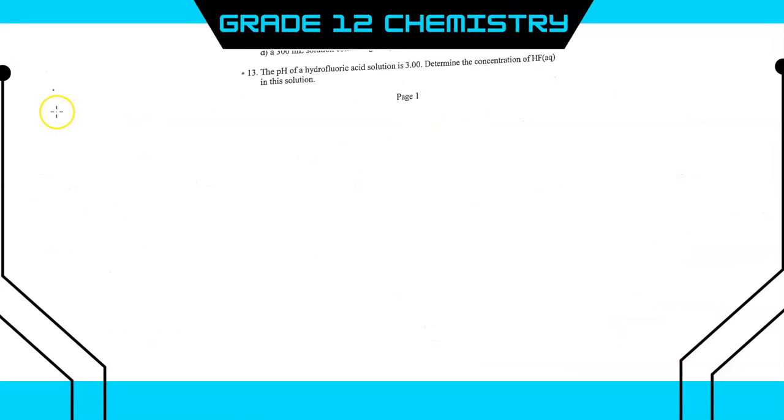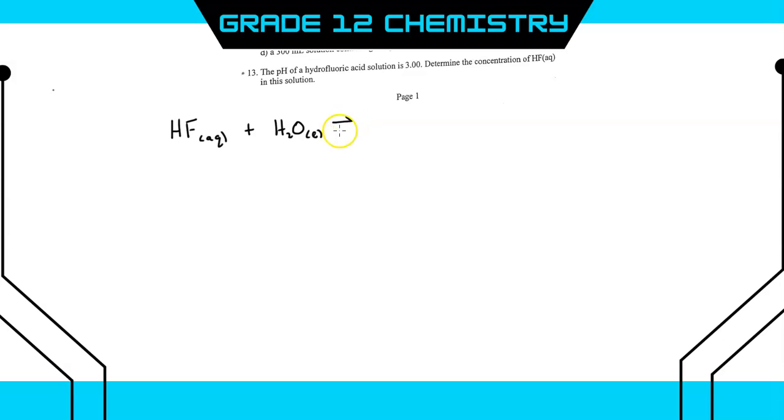All right, so this is the next question we're going to work on. It's number 13. It says the pH of a hydrofluoric acid solution is 3. Determine the concentration of hydrofluoric acid in this solution. Okay, so let's write this out. So we have HF, and then we've got our water.